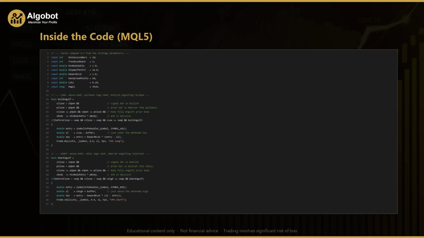Look at the long block. The Boolean bull engulf checks that the signal bar closed above its open, the prior bar closed below its open, the current body fully engulfs the prior body, and that body is at least the minimum ratio of the previous one. The if statement then adds the VWAP conditions.